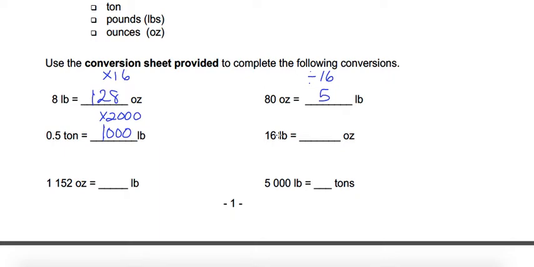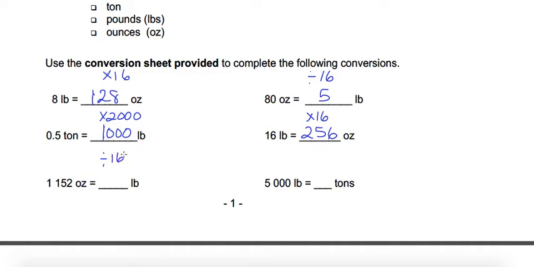To go from pounds to ounces, we did that one up here as well. So we want to multiply by 16. So 16 times 16, or 16 squared, is 256. Ounces to pounds, again, we've done one similar to that. We're going to divide by 16.